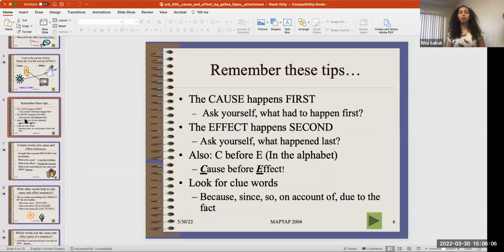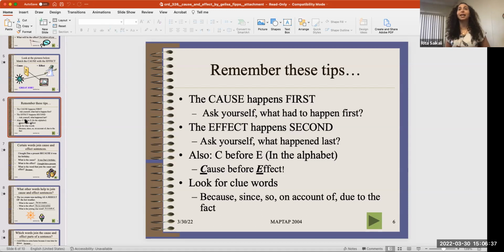All right, so things to remember. The cause happens first. Ask yourself what happened first, right? If you're reading a text and you're trying to identify the cause and effect, you want to see, okay, what happened first? And that is the cause, and the effect is what happened second. So what followed, right? So ask yourself what happened last. Also, C before E, just like in the alphabet. C, cause before E, effect.